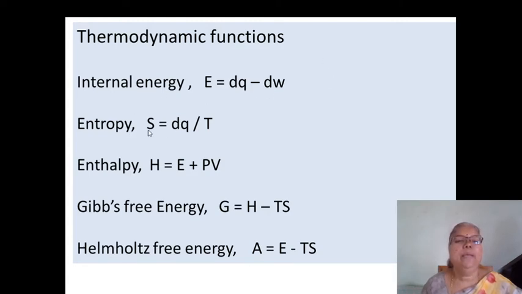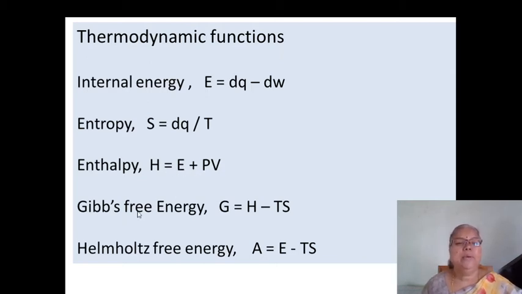Then entropy is given by the ratio of heat absorbed to the temperature at which heat is absorbed. Here this small q is the amount of heat absorbed at temperature T. Therefore the entropy is expressed as dq by T. Then the next thermodynamic function is the enthalpy. Here enthalpy is equal to E plus PV.